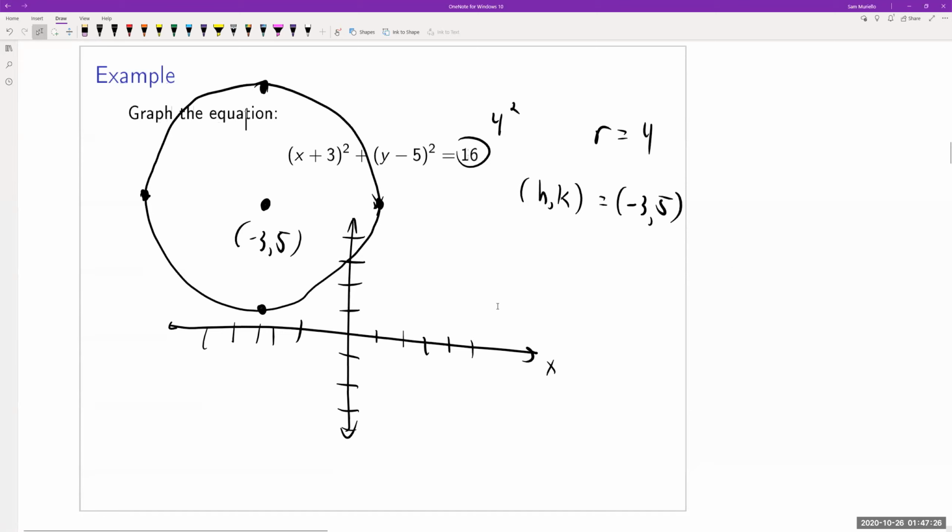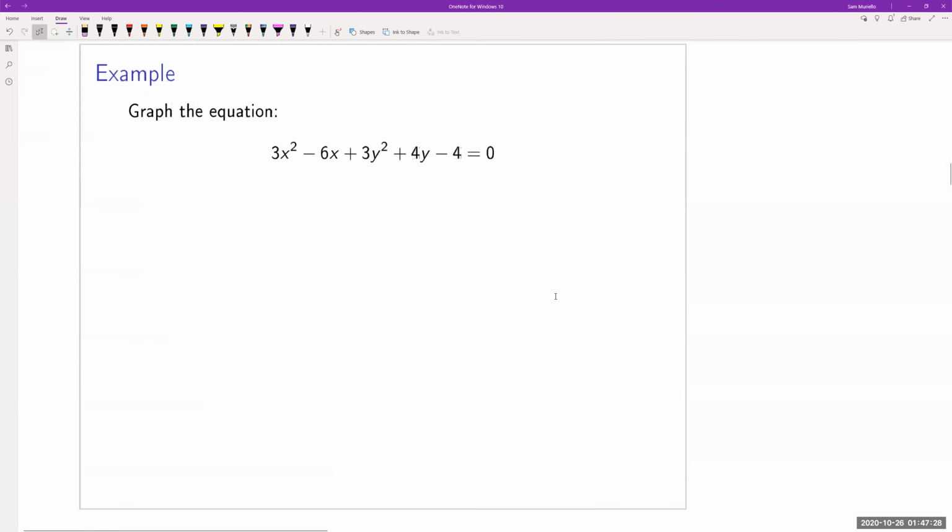Let's go through another example. This time, for this equation, it's not in the correct form, so we'll have to transform it. And what we're going to do is complete the square. It may have been a while since we've completed the square, so we'll include a couple of completing the square examples in this lesson. The first thing you're going to do is move any constants to the other side and group the x's and y's together. So we will here say 3x squared minus 6x plus 3y squared plus 4y is equal to 4.